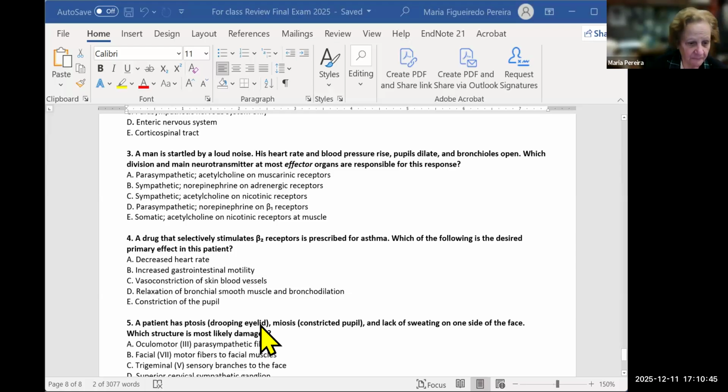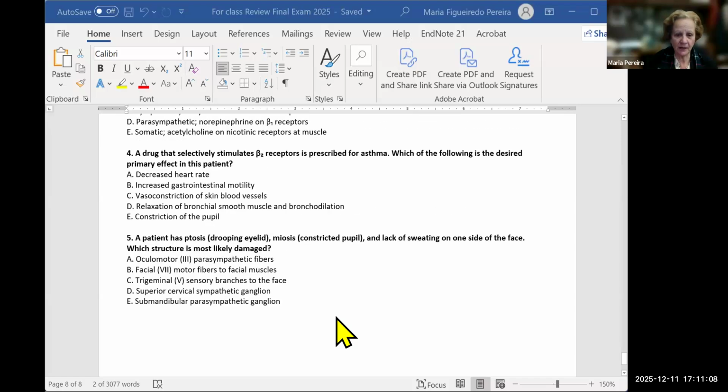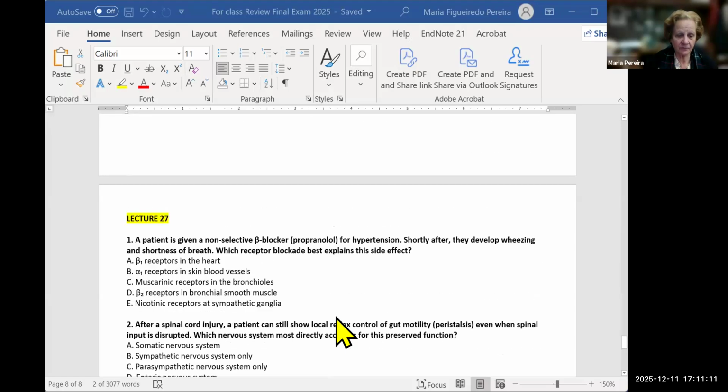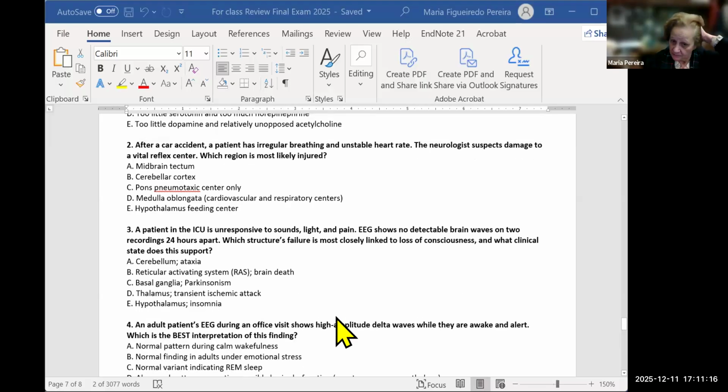Final. A patient has ptosis, drooping eyelid, miosis, constricted pupil, and lack of sweating on one side of the face. So you know right away that this is Horner's syndrome, and it's the superior cervical sympathetic ganglion. Okay, so how do we do? You did pretty well. You have a lot of information here, and you can go over these questions. And as I said, I'm going to make the answers visible.